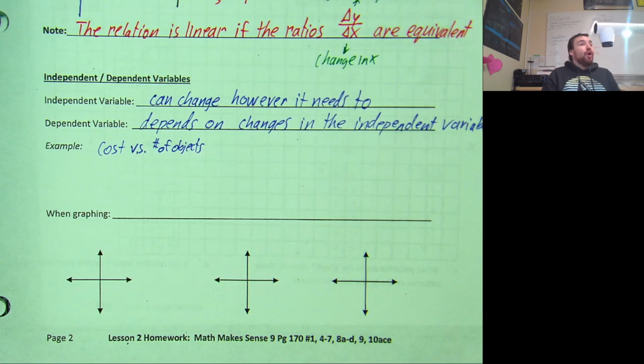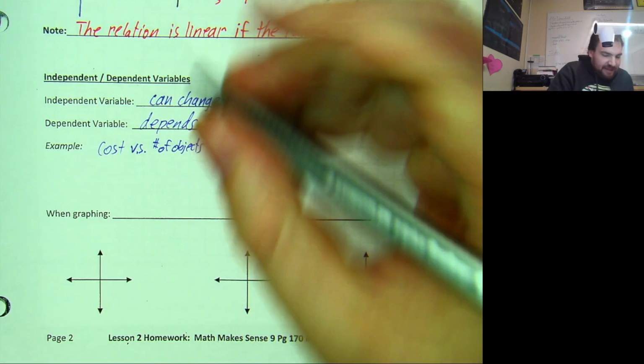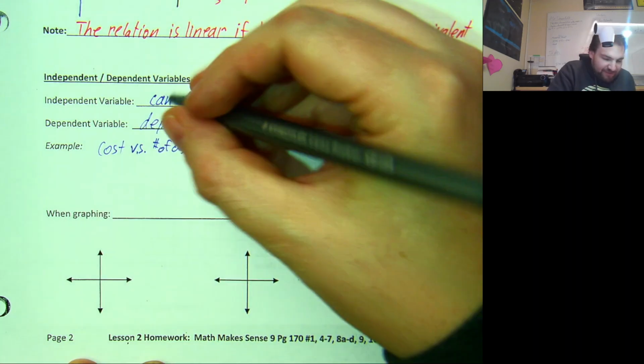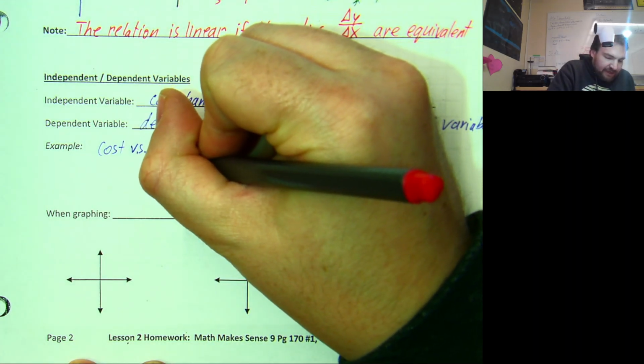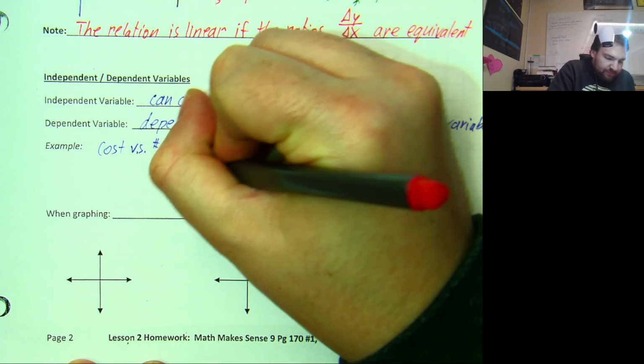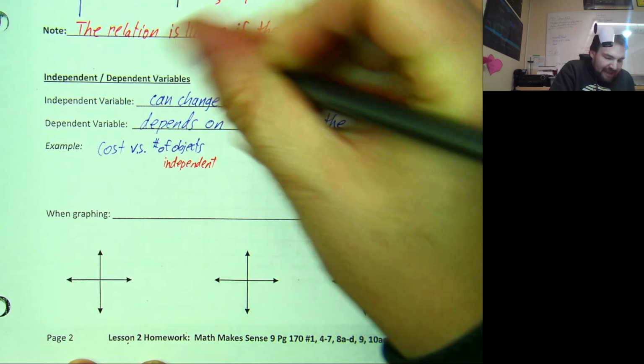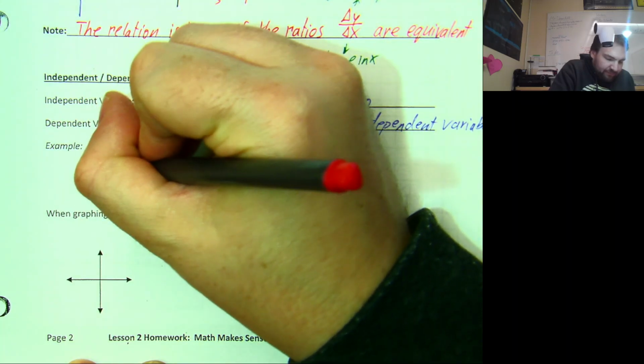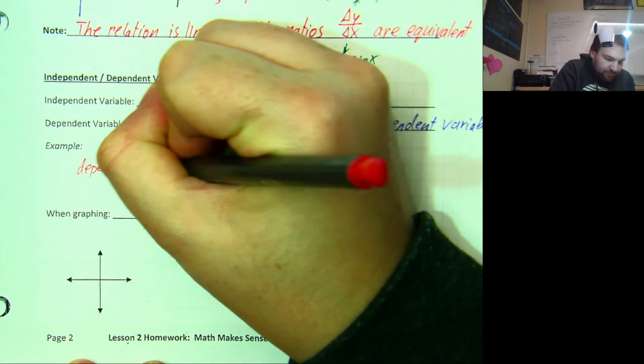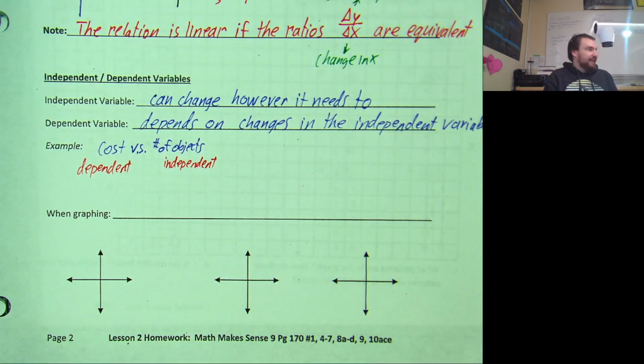Typically, I mean, it could go both ways. You could say, I want to spend $100. How much of this can I get? Typically, though, you walk into the store and you say, okay, I want a dozen apples. How much is that going to cost? The number of objects is typically going to be independent. And the cost is going to be dependent. Typically. Could you reverse it? Yes. You could contrive a scenario where that's backwards.